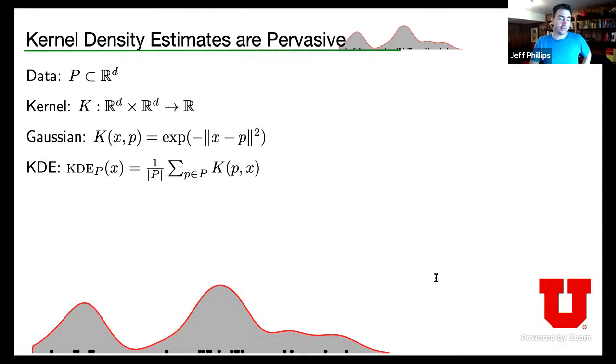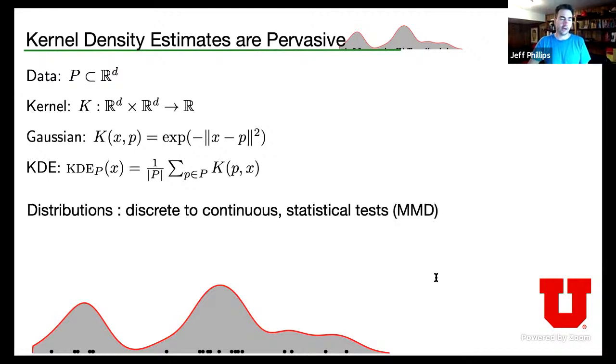Then a kernel density estimate is the averaging of applying a kernel to every point and evaluating at another. So I have a point set P, and I want to evaluate at x. I look at the average effect of the bivariate function with every other point, or you can think of it as turning a discrete distribution into a continuous one by replacing every point by this smooth kernel, and then averaging all those together.